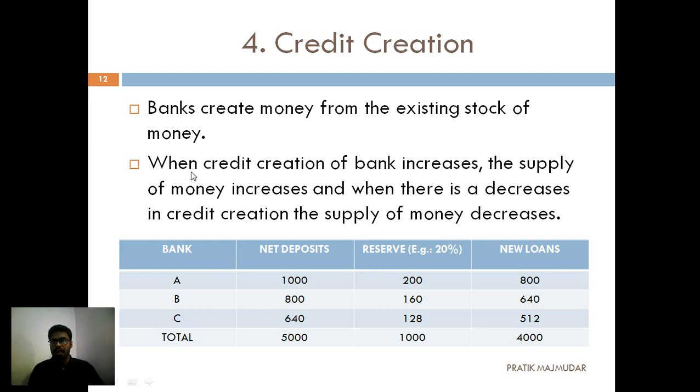Now learn this. When there is an increase in credit creation, there are more loans, and the supply of money increases. You can see that with a 1000 rupees deposit, the loans are 800. But when the credit creation is decreased, let's see 640, then the supply of money will be 512 only. Okay, so this is an inverse relation.